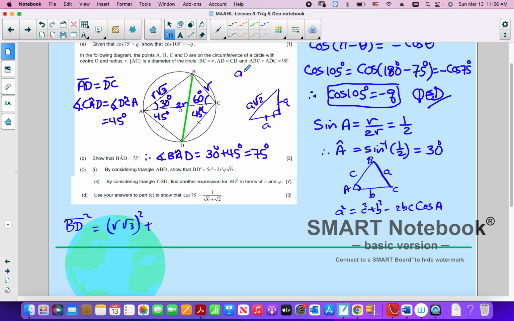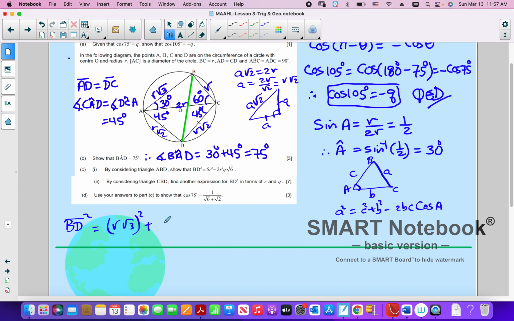I can say A root 2 is equal to R, and I can establish A to be 2R over root 2. So A is equal to R over root 2, or simply R over root 2. So I can establish that this is R root 2, and this one is R root 2.